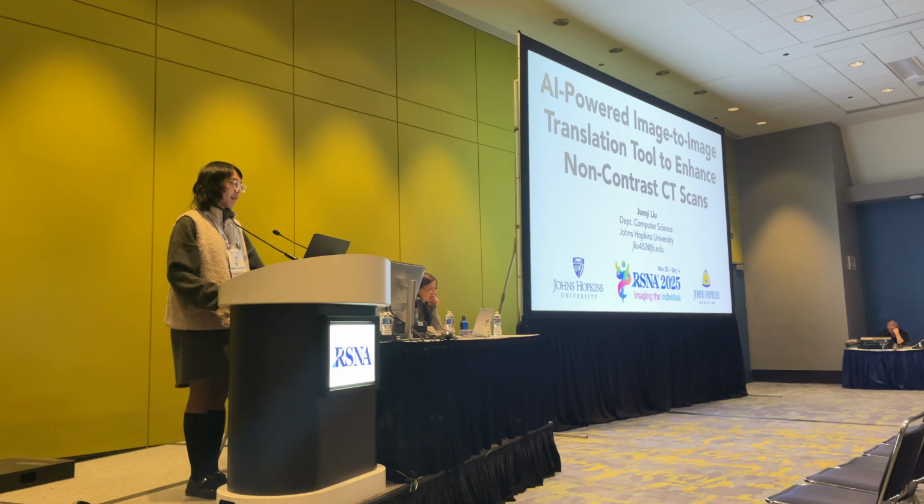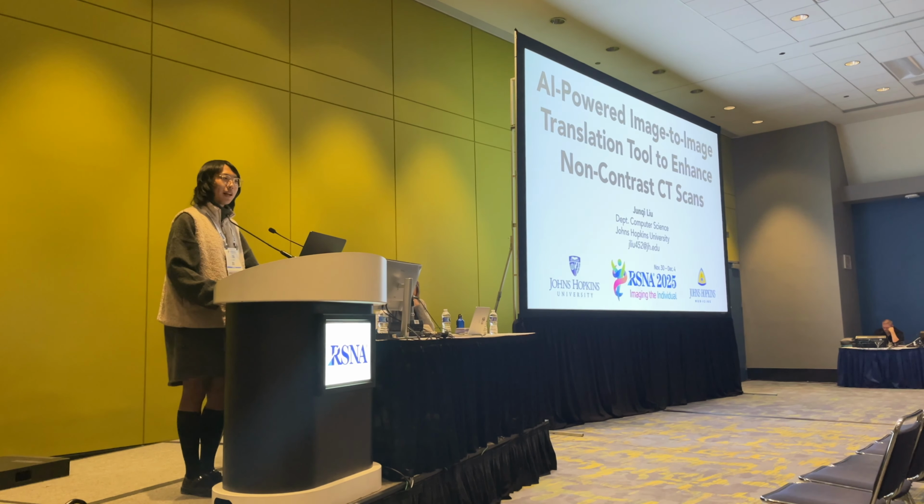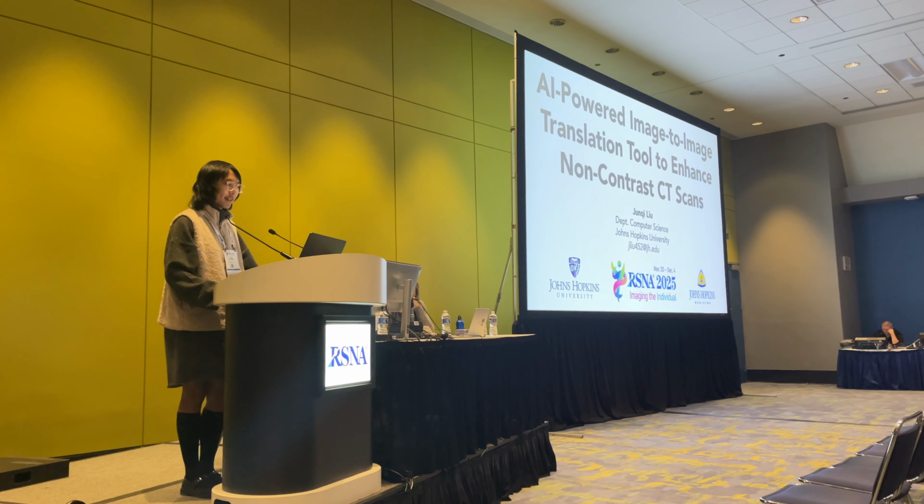Here I'm bringing a topic about an AI-powered image-to-image translation tool to enhance non-contrast CT scans. My name is Yonggi from Johns Hopkins Computer Science.